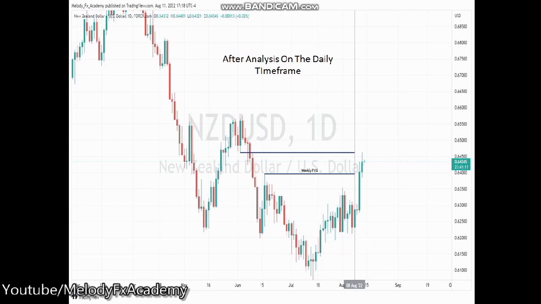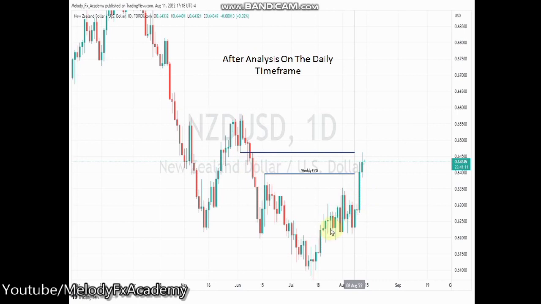Okay, after determining your draw on liquidity level, what do you do? That's what we're going to talk about. Now obviously, after determining your weekly draw on liquidity level, you can as well look for the daily draw on liquidity level, where price is probably being drawn to on the daily time frame as well.